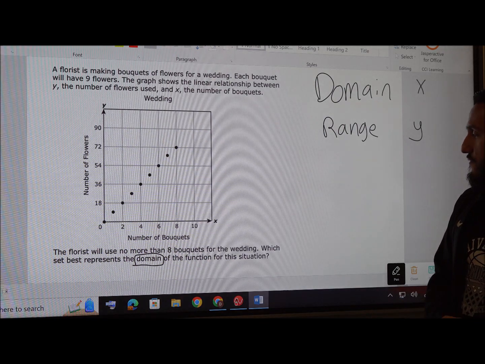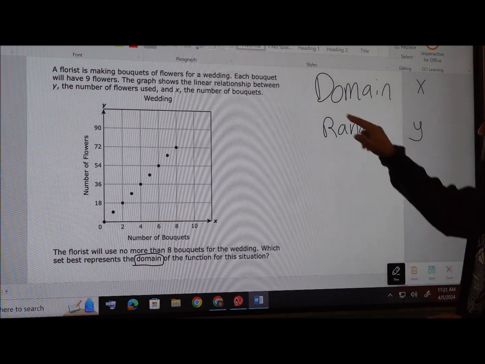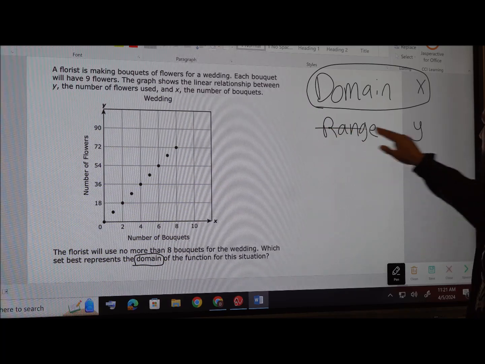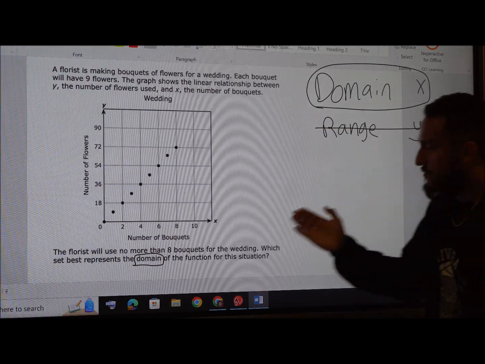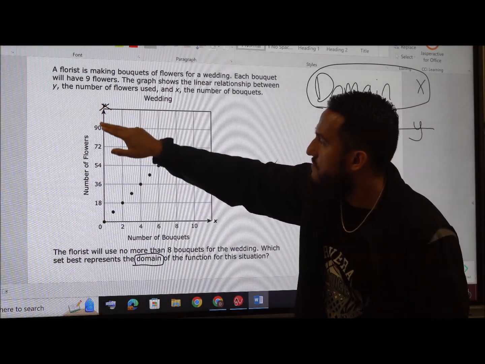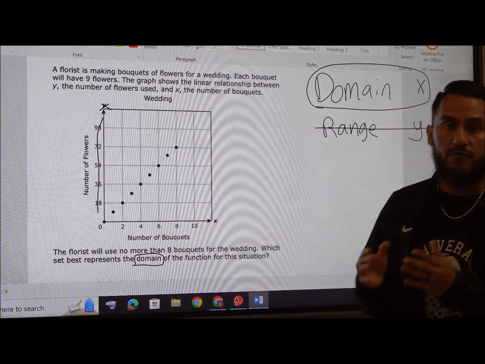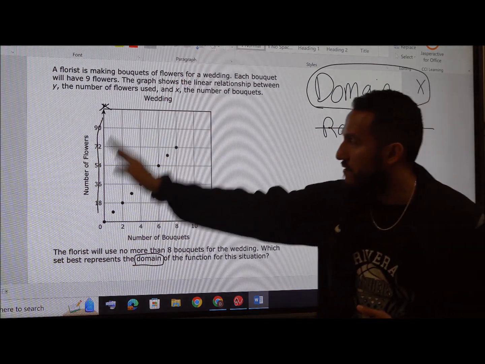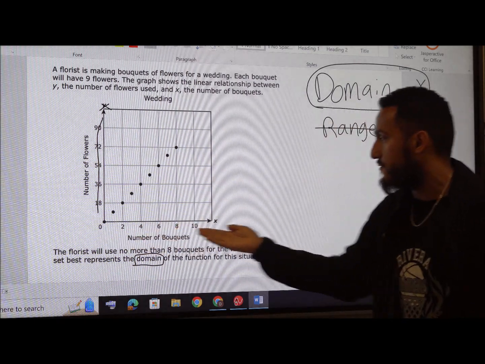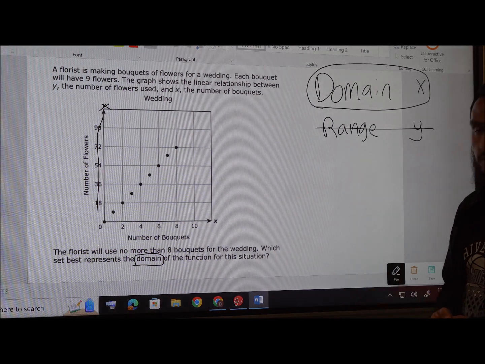Okay, so instead of the range, now they're asking you about the domain. And if you remember, the domain is the x, not the y, okay? So because they're asking you only for the domain, we can cross out the y. We don't need these numbers right here. All these numbers are just going to try to distract you from getting the right answer. In my opinion, just go ahead and scratch them off. Don't look at them. You only worry about these numbers. This is the domain.